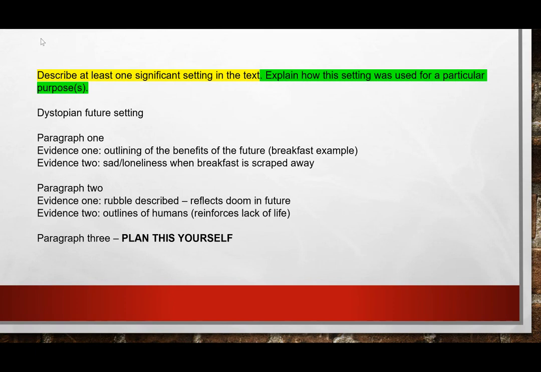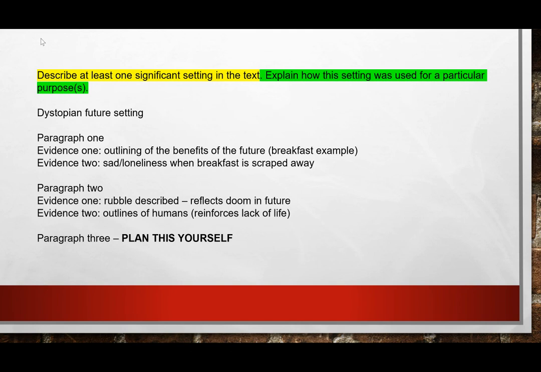So what I've done is a slightly difficult essay question just to challenge your thoughts and expose you to some different essay types. So this is the question here in yellow and green. Describe at least one significant setting in the text. Explain how the setting was used for a particular purpose(s). So that obviously means more than one purpose is allowable and more than one setting is allowable.